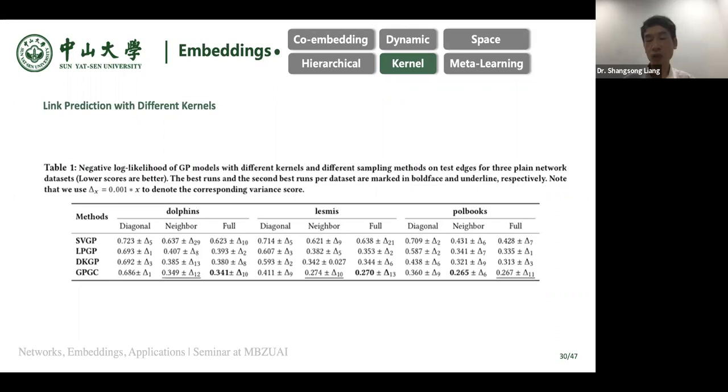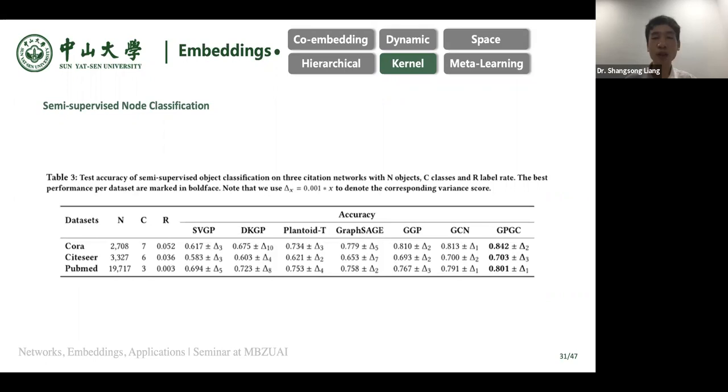And we also did some experiments in terms of semi-supervised node classification. Here we have three data sets. Each data set, for instance the Cora data set, has more than 2000 nodes and seven classes. Capital R means the label rate: about 5.2% of the nodes are labeled. The second data set has more than 3000 nodes. You can see in this table that our algorithm GPGC performs the best in semi-supervised node classification with different label rates.